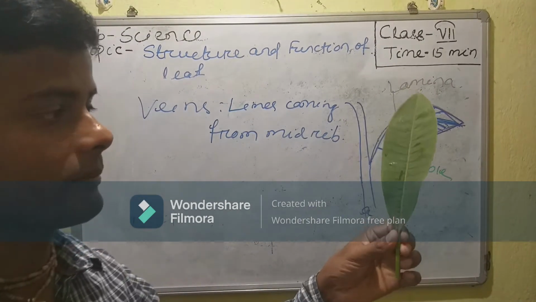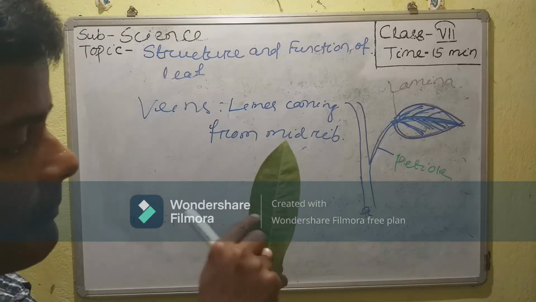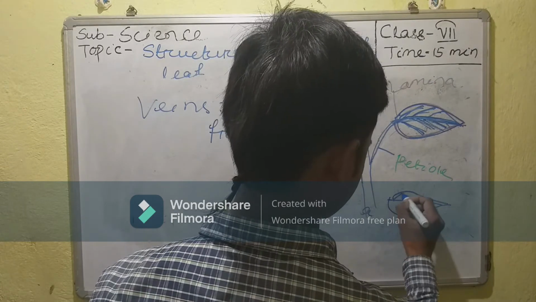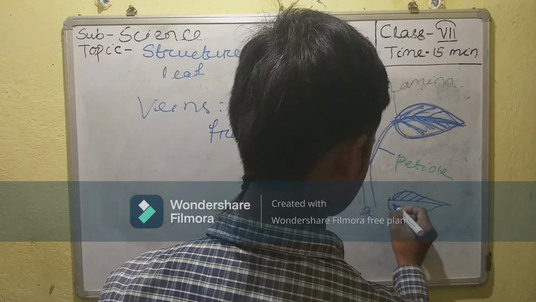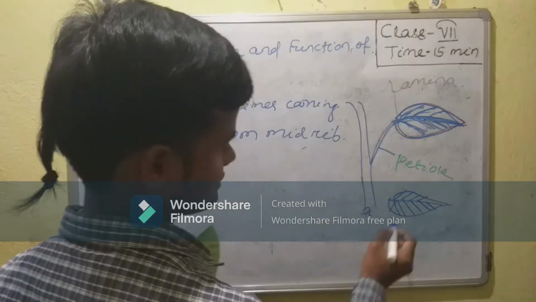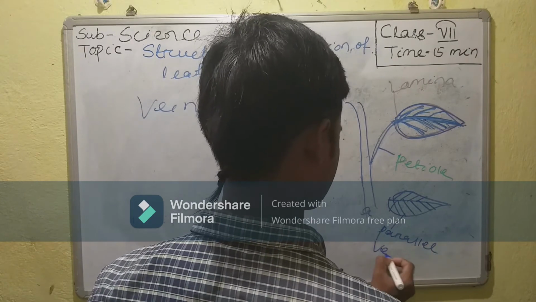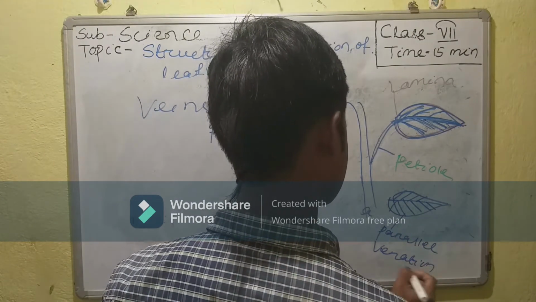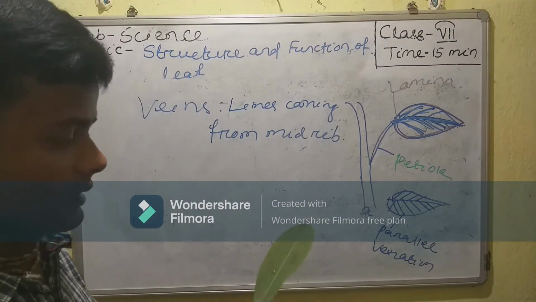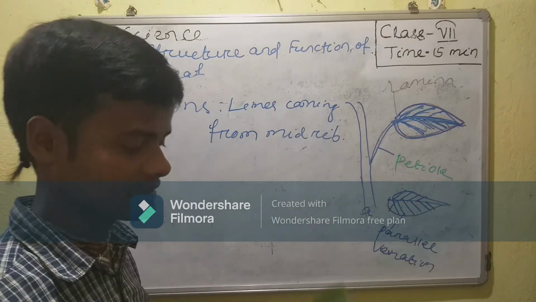And I am going to show you the parallel venation. If you see different varieties of plant leaves, there are certain plants whose veins are parallel to each other like this. This is the leaf, the veins are totally parallel to each other. Right? This is known as parallel venation. If the veins are parallel to each other in the leaves, that is known as parallel venation.